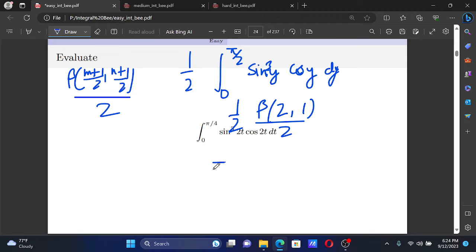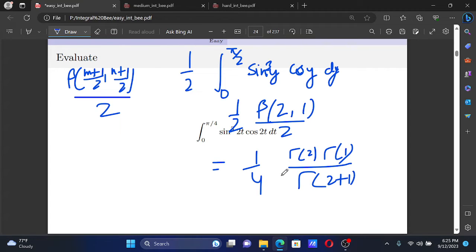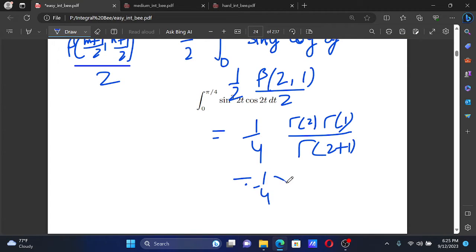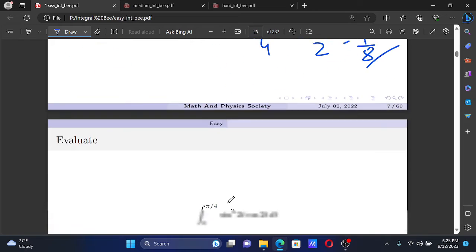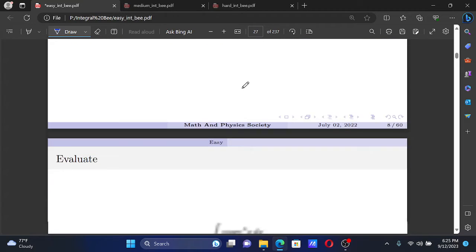Now for the beta function we have this formula: gamma 2, gamma 1 by gamma of 2 plus 1. If we evaluate this we get 1 by 4, gamma 2 is 1, gamma 1 is 1, by gamma 3 is 2, so that's 1 by 8. Let's go to the next one.